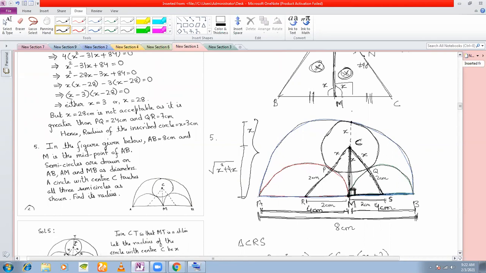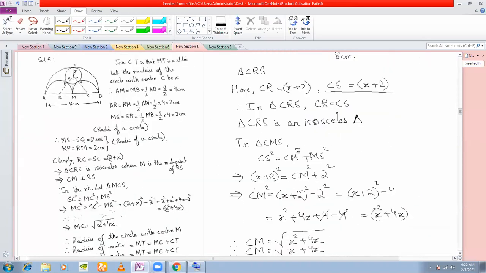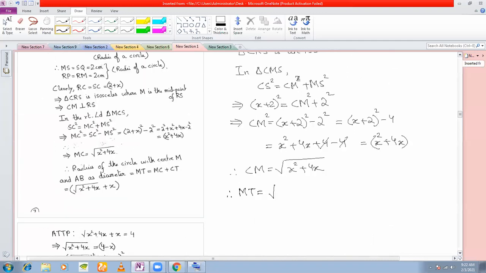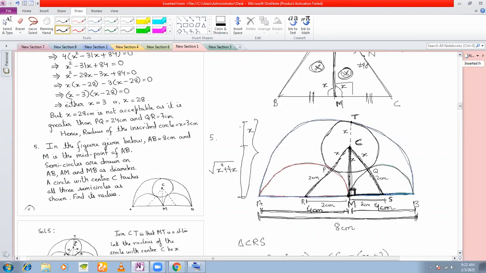Okay, let's call this point T. Then what is MT? MT is x plus root over x square plus 4x. So we write, therefore, MT is equal to root over x square plus 4x plus x, right? This length x here you add up, and this length here you add up. You get x plus root over x square plus 4x as the length MT.